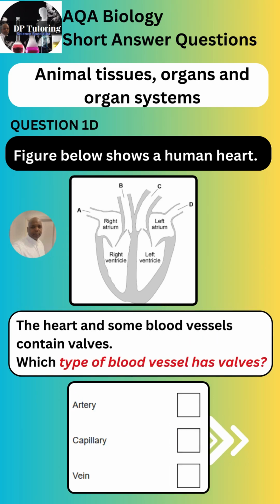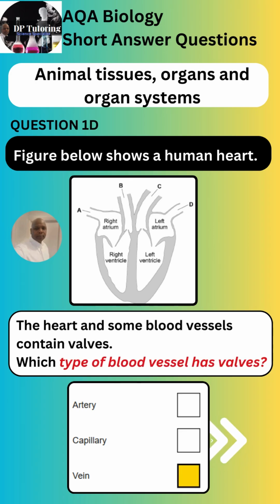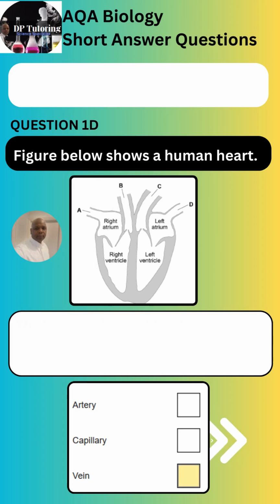Part D of the question provides some information that the heart has some blood vessels which contain valves. You need to identify which of those blood vessels from the list below contain valves. The correct answer for part D, which is to identify the blood vessel which contain valves, is the vein. This is something you need to be familiar with because you will see it a lot in your exams.